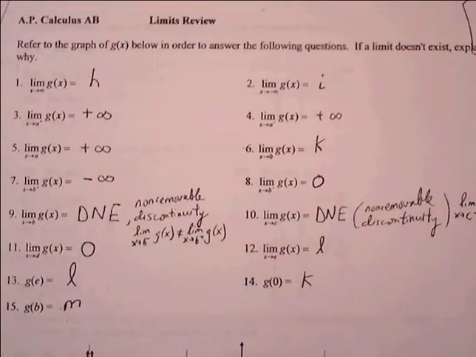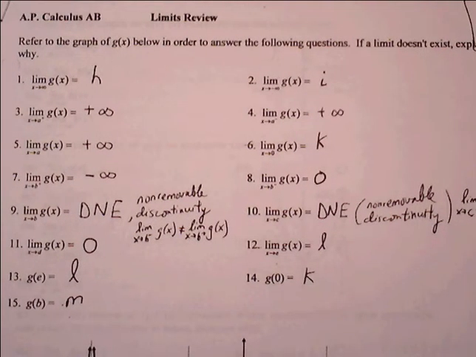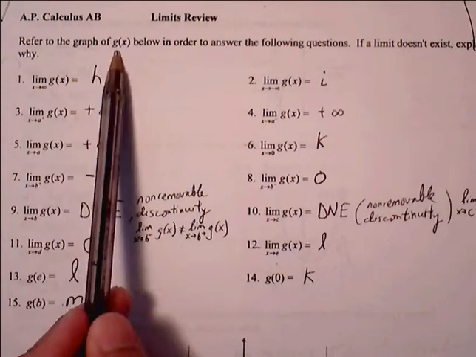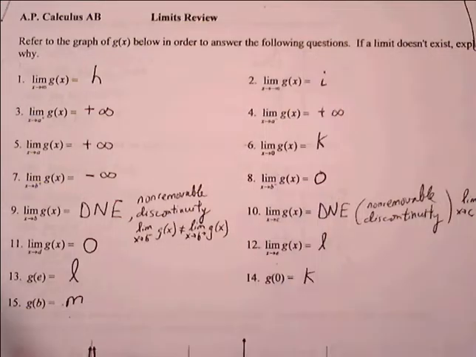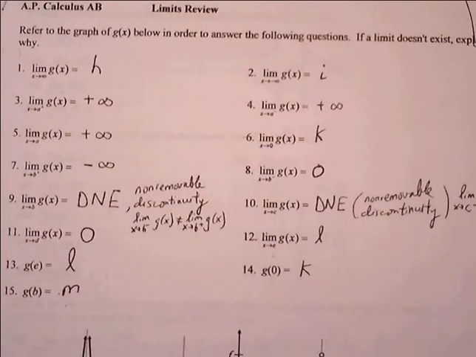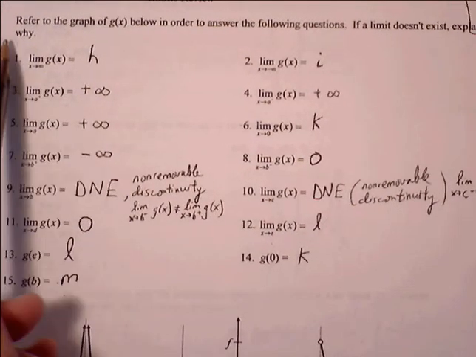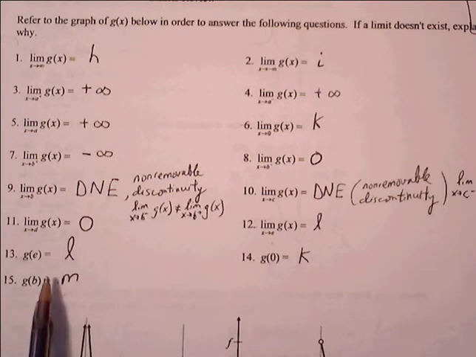All right, we're working through the Limits Review Worksheet here, and it says refer to the graph below in order to answer the following questions. If a limit does not exist, explain why. So we're looking at 1 through 15 here.